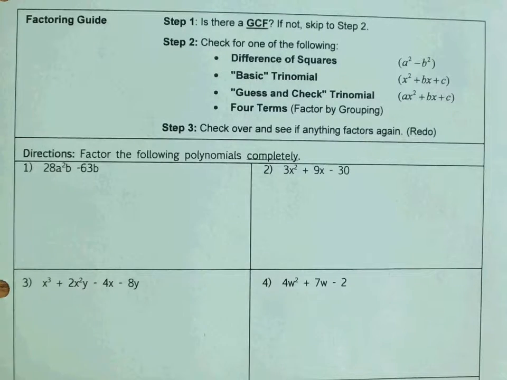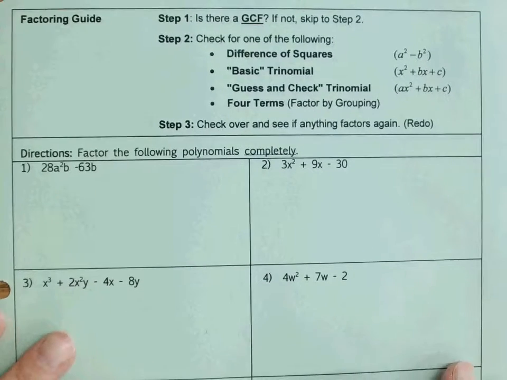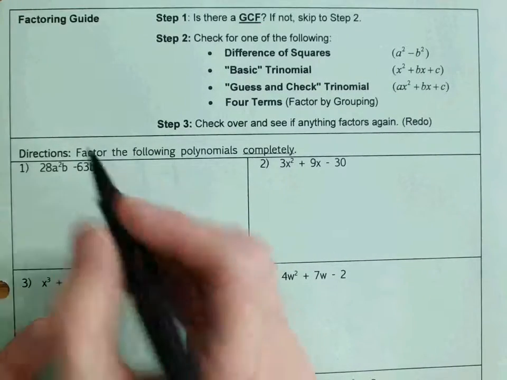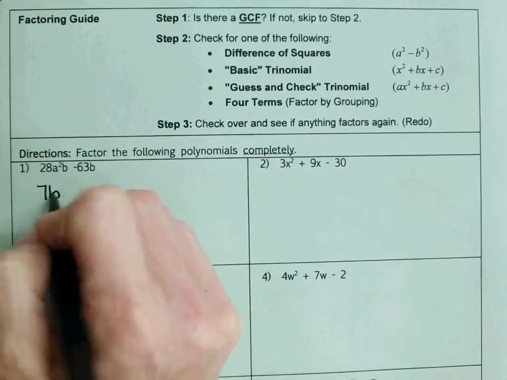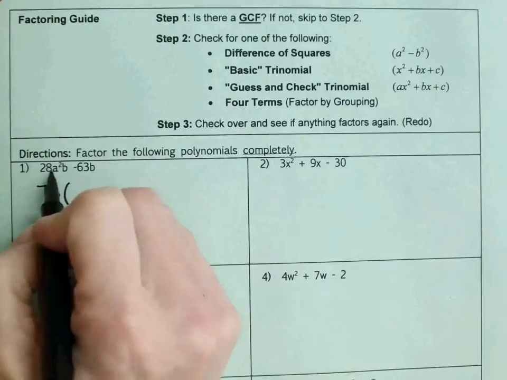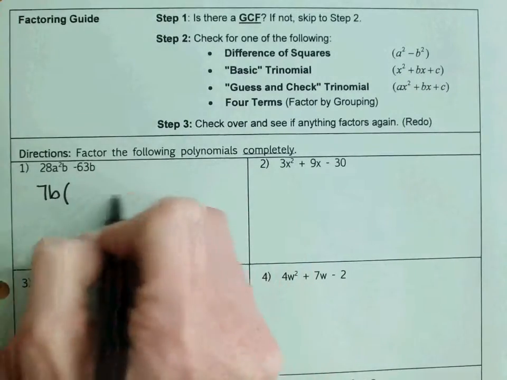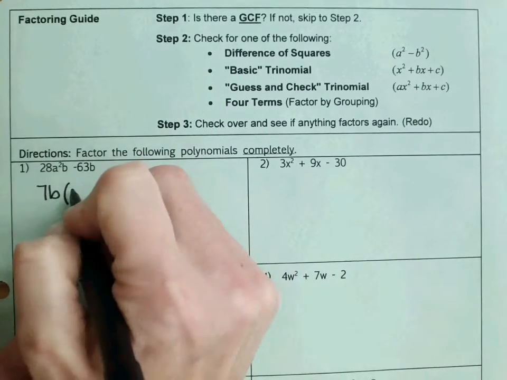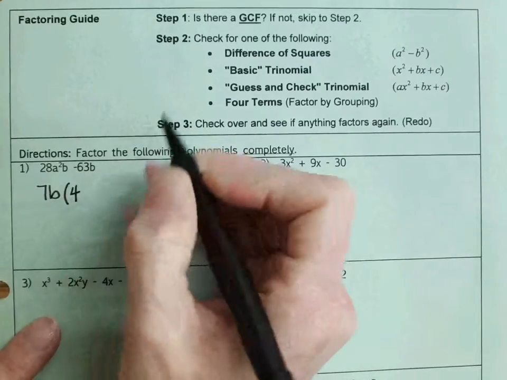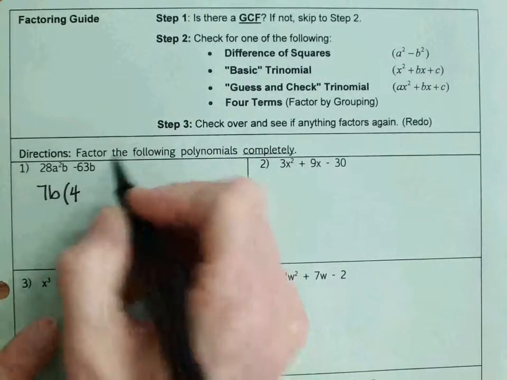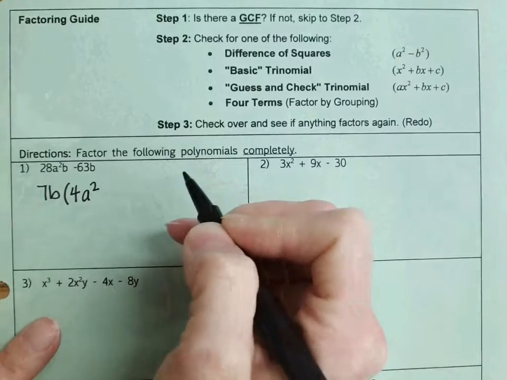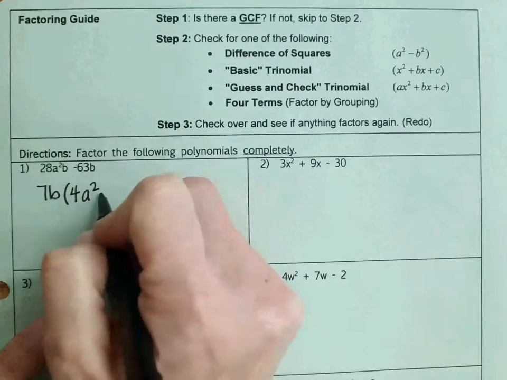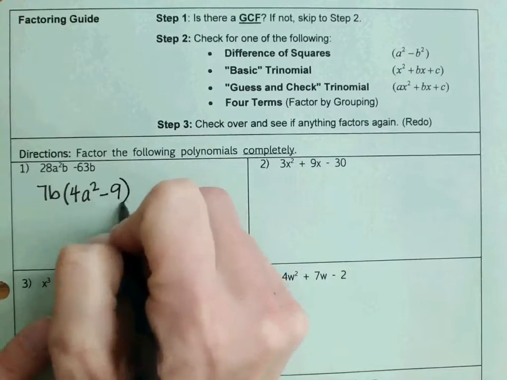So for step number 1, what I'm going to do is, again, look for a GCF. And a GCF here is going to be 7b. So I'm going to factor out that 7b. Then I'm going to divide each term by my factor and put the remainder in parentheses. So 28 divided by 7, we always start with coefficients, I get 4. And then a squared b divided by b, I'm left with a squared. And then negative 63b divided by 7b is going to be a negative 9.